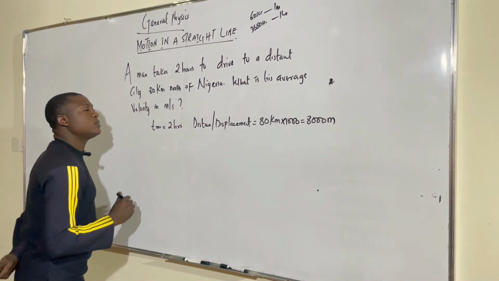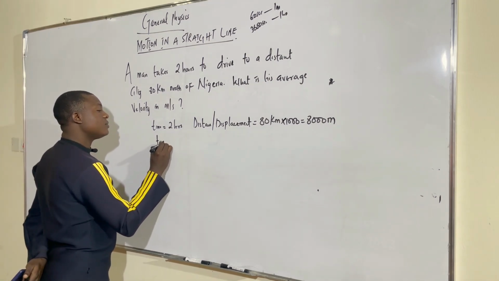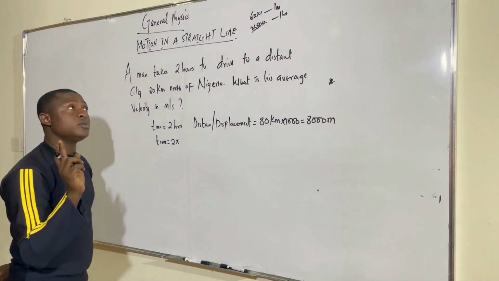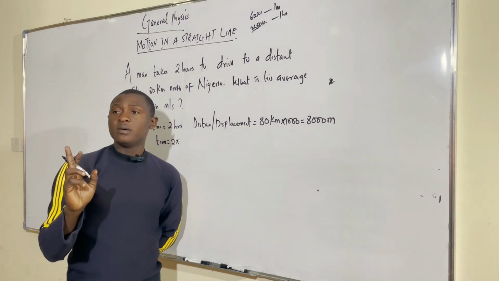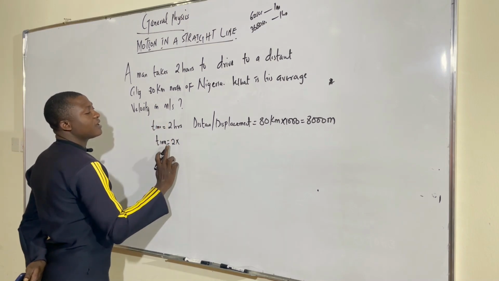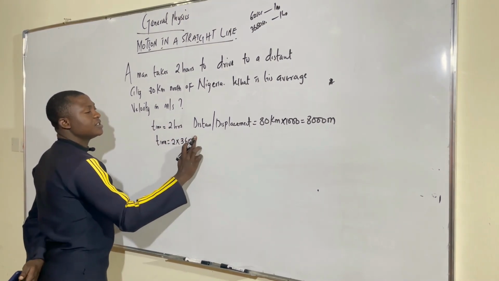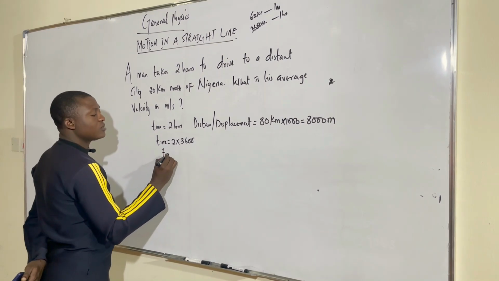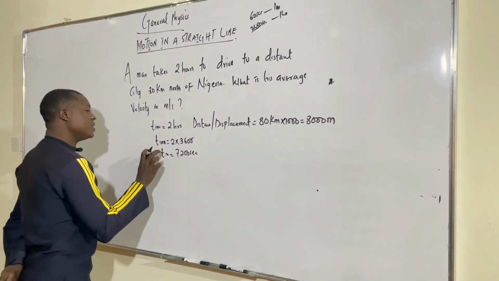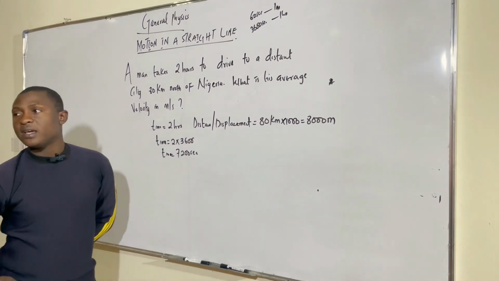Let's convert the time too, since the value is in hours. I can have the time to be 2 multiplied by 3,600, since 3,600 seconds make 1 hour. We have explained that earlier. So the time we are going to have is 7,200 seconds, and our distance is 8,000 meters.